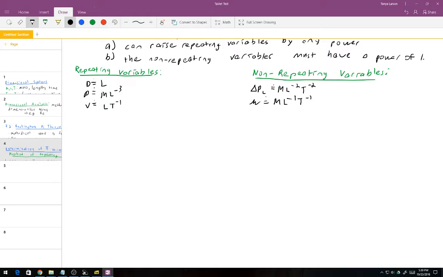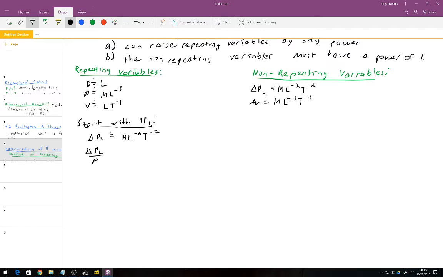So I'm going to start with the first pi term, pi 1. In the next lecture, we'll discuss a more systematic way of getting these powers. Basically, I just need to play with these until I get something that's dimensionless. So I could say, well, delta PL has dimensions of M, L to the negative 2, T to the negative 2. Then I could say, oh, delta PL over rho.